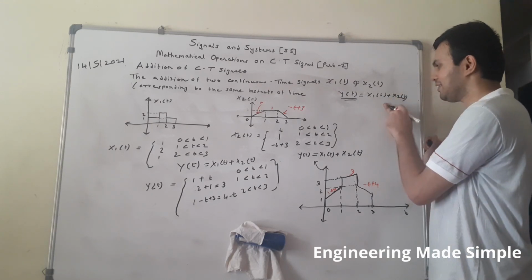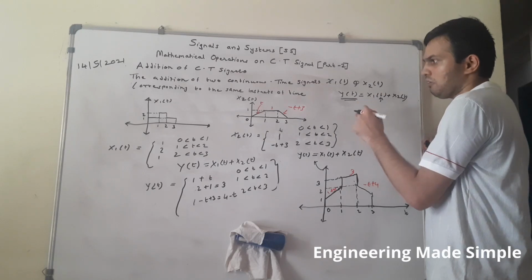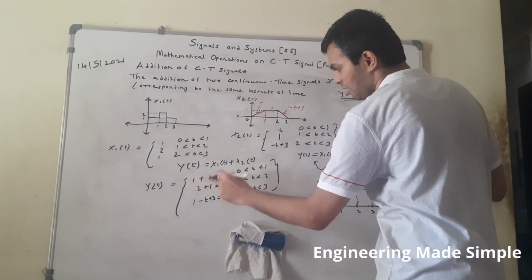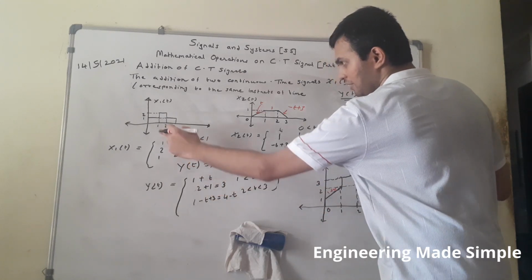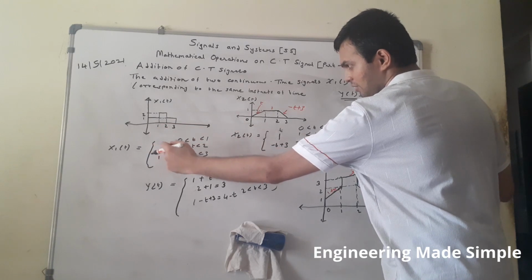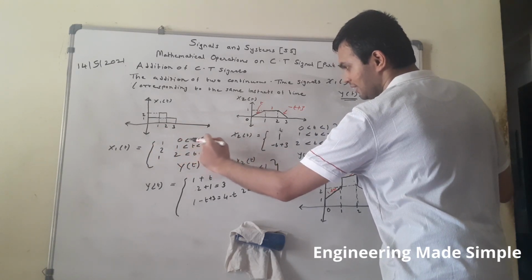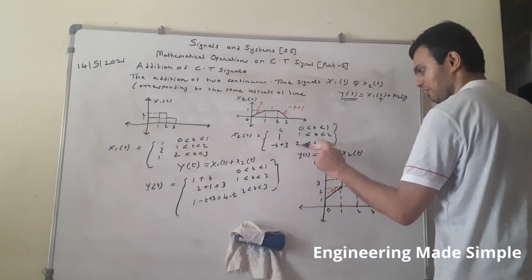So how will you add these signals? These signals have independent variable time. So when we are supposed to add them, we add the amplitudes of the given signals corresponding to the given instant of time. Now this is our given signal x1 of t, and this is how it is defined. Its value is 1 for 0 less than t less than 1, and 0 for the rest of the values. Then this is x2 of t, and this is how it is defined.